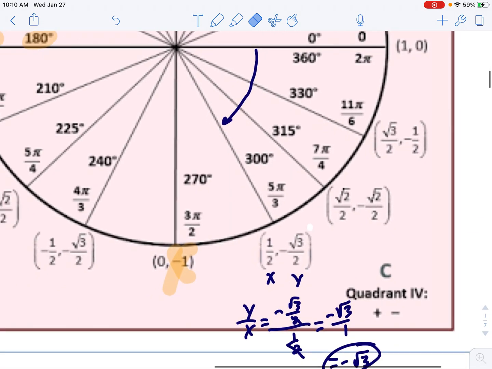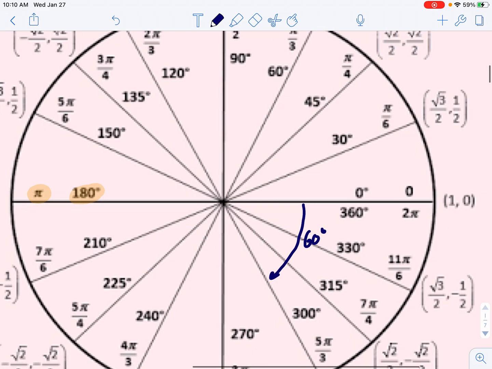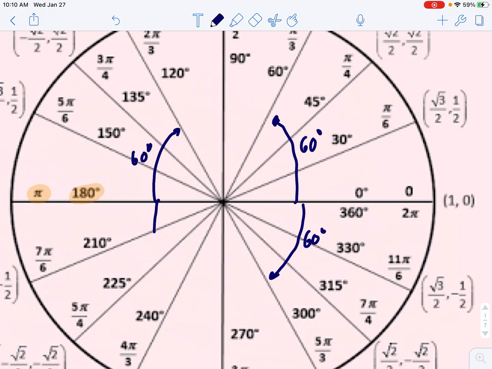Now, if this is a right answer, how much you want to bet there's a second right answer? There could be. Sometimes there's only one. But here's kind of the tip. This 300 or negative 60 has a reference angle of 60 degrees. If there's going to be another answer, it's either going to be on this 60-degree reference angle, or this one, or that one. Just a little way that trig works.